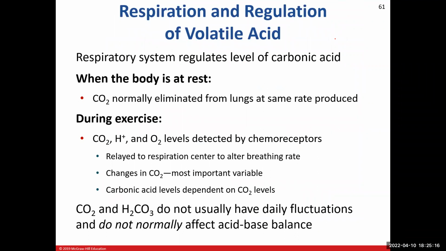Okay, so those are the scenarios when we're dealing with an increase or a decrease in our hydrogen ion concentration in our blood.